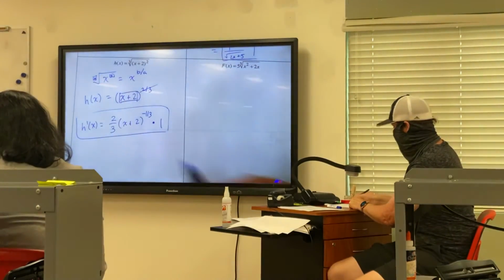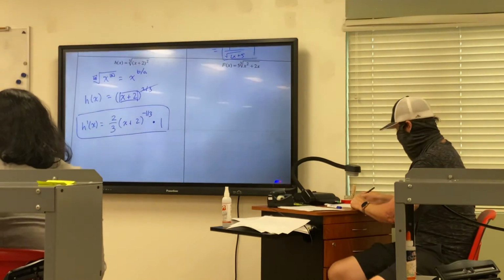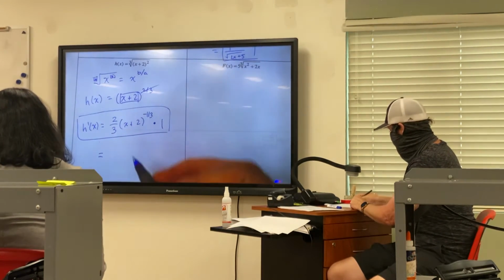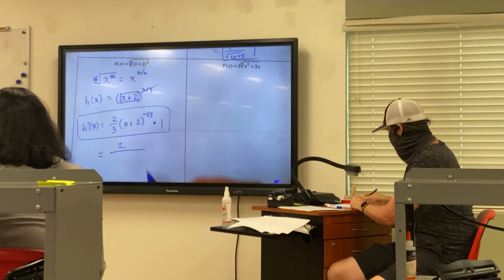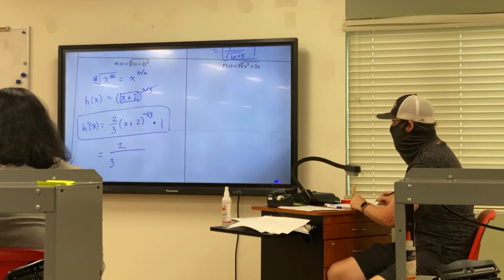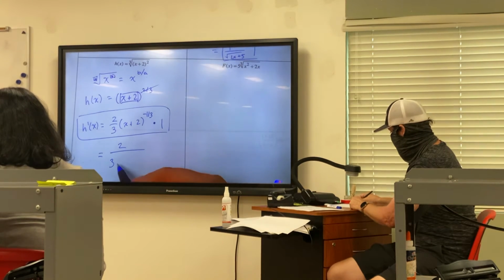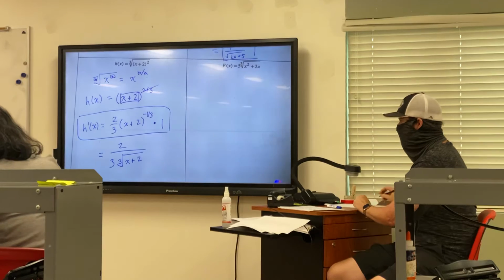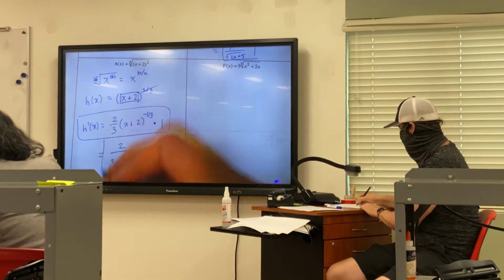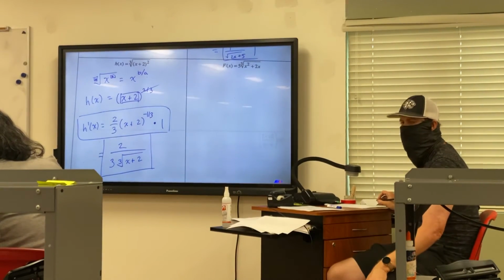Could I rewrite it back if I really wanted to? Yeah. Where would the x plus 2 go? Into the denominator, and then it would turn positive. And I'm going to skip a step. What's to the 1/3 power? Becomes cube root of x plus 2. So that would be the same thing, but just written back into radical form.